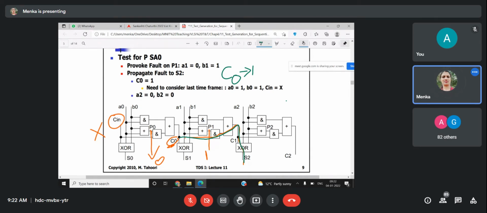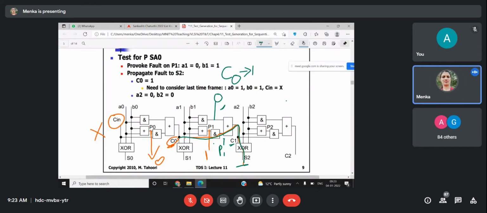Yes. This is 1. And what will be the target for this? 0. Non-controlling value for OR gate is 0. So I need 0 here, and I need 1 at this, so that whatever faulty value was there at P1, the same value can be propagated, and then this will be giving you the C1 faulty value, and from here I can push that to the output. Okay, so this is the set.